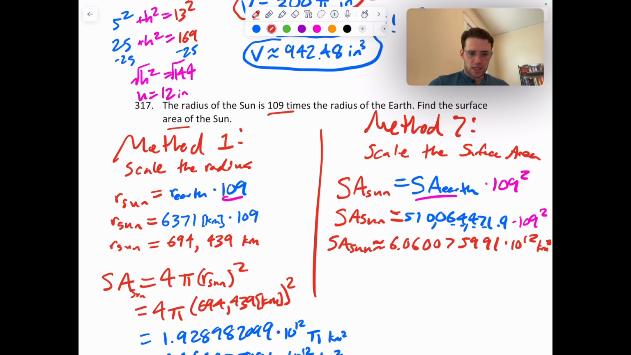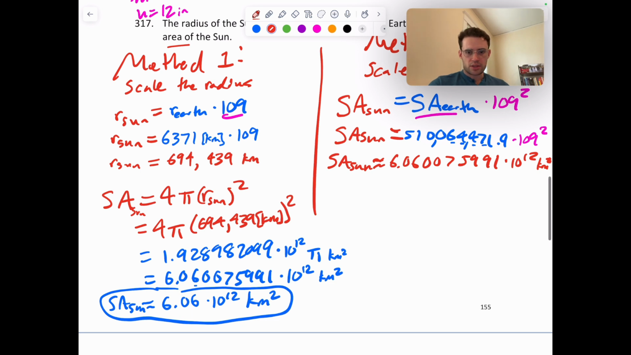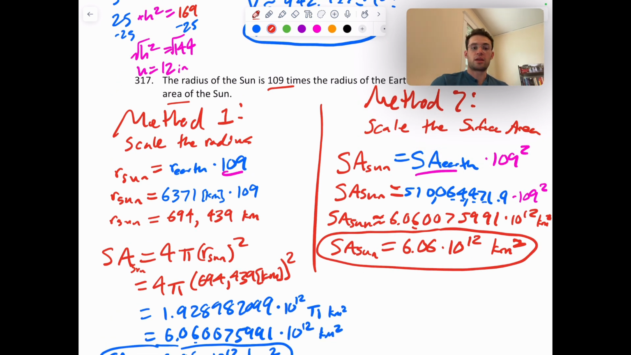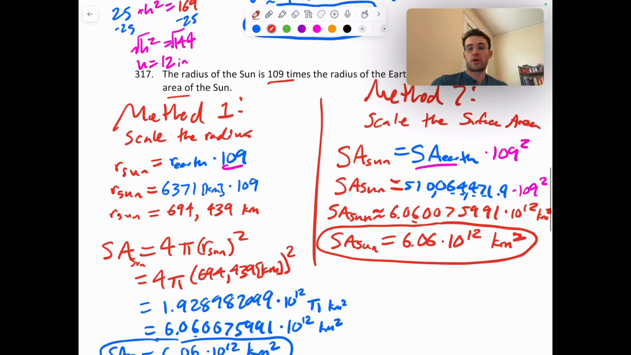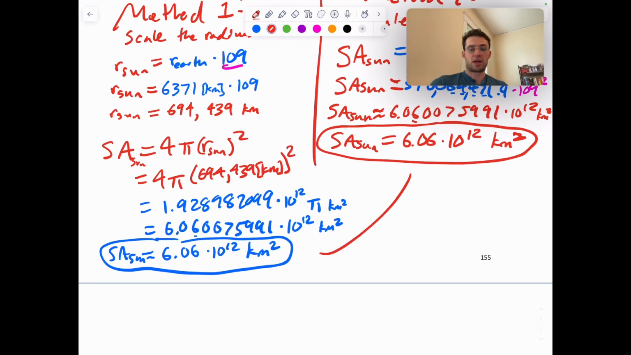So you can see that this is actually the same number we had down here. Just got to it in fewer steps. If we round it the same to the hundredth place of this scientific notation, that'd be 6.06 times 10 to the 12th square kilometers. And this proves that this works. You can scale up just the length of the radius by a factor of 109, or we could scale up our surface area by 109 squared. You get to the same answer.